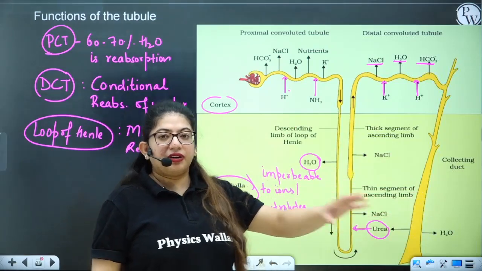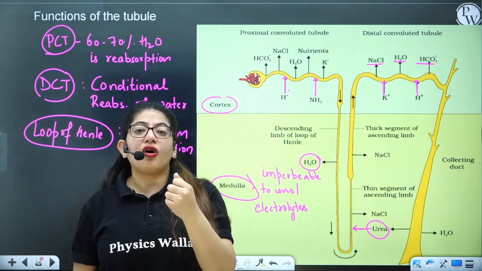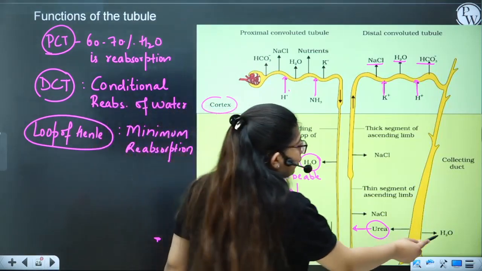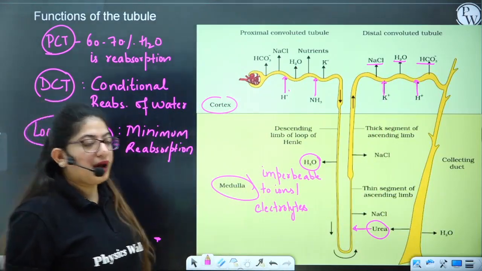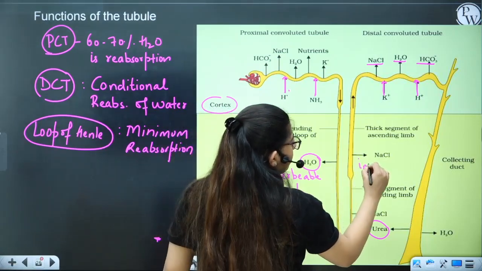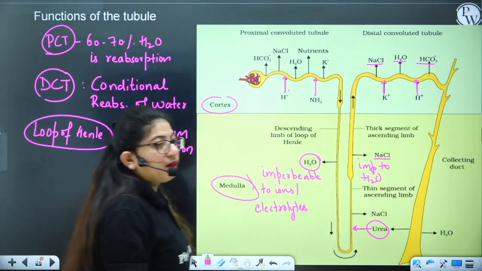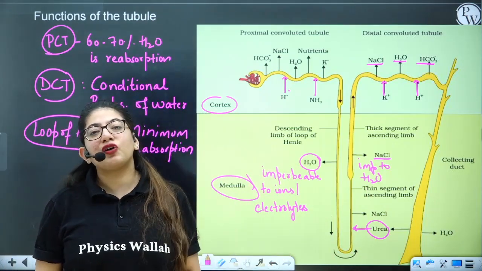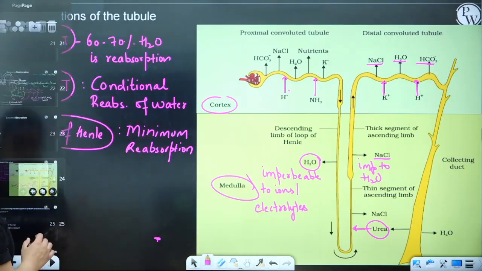So the distal DCT and collecting duct also help in the formation of highly concentrated urine, because they are absorbing a lot of water. Do remember these important points. The descending limb is impermeable to ions. The ascending limb is impermeable to water but permeable to electrolytes. Fine. You need to take care of this, because it will help you understand a lot of concepts later on. So this was about the functions they do.